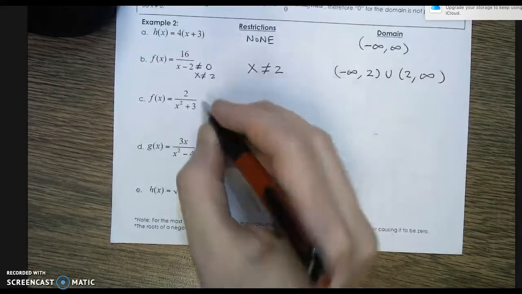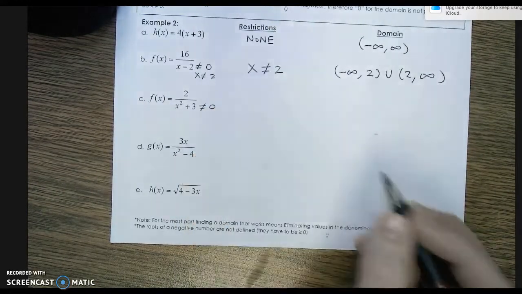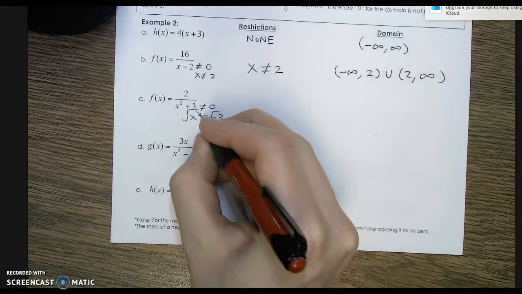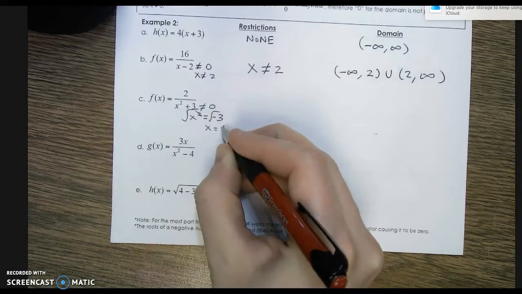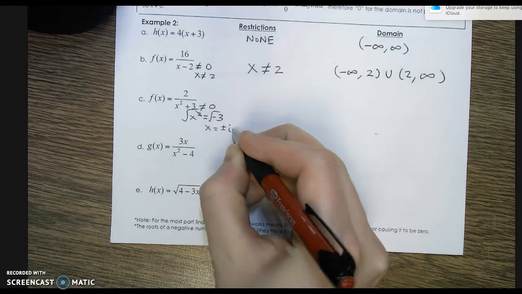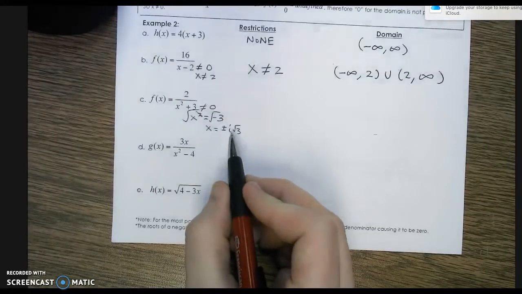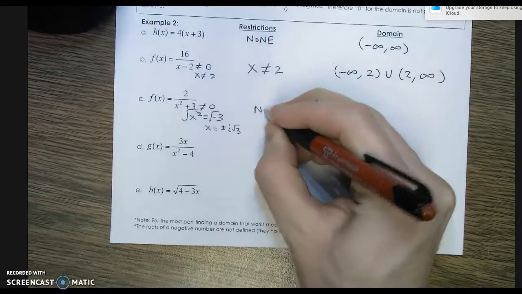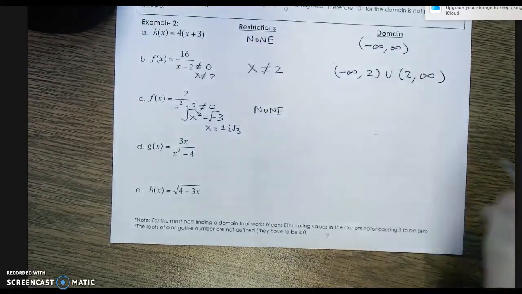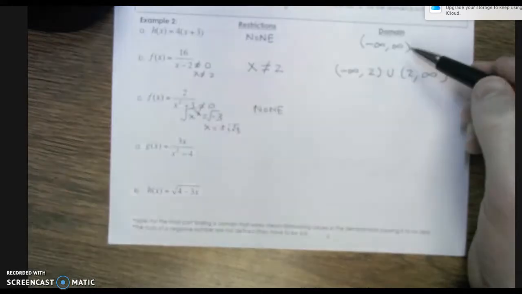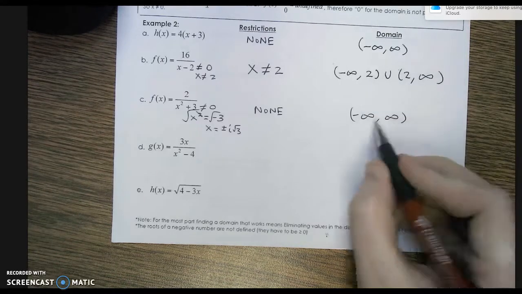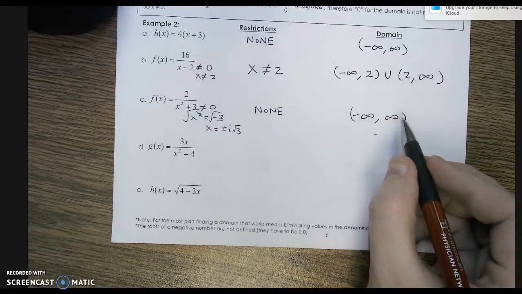Let's look at this fraction. I can't let the bottom equal 0. So, what if I solve and figure out what would make the bottom equal 0? So subtract 3, take your square root, and then I get plus or minus i radical 3. Well, this is an imaginary number. So that means all real numbers work. So there are no restrictions. And if there's no restrictions, our domain, just like in A, is -infinity to infinity, which means all x values work in this function.